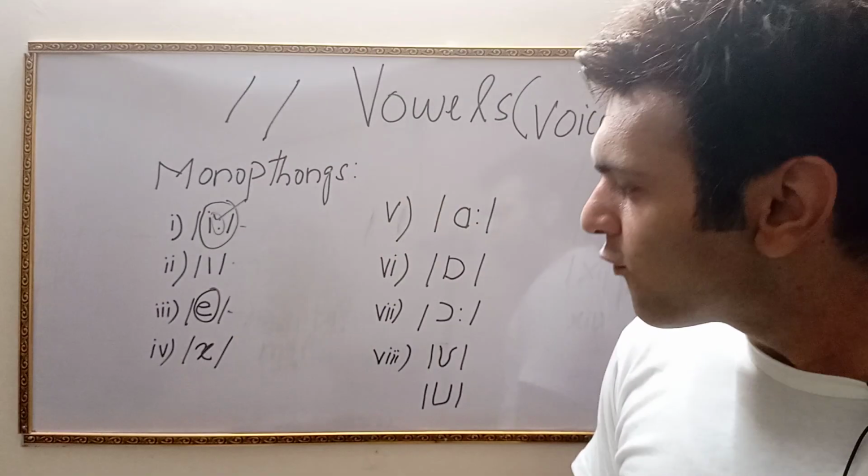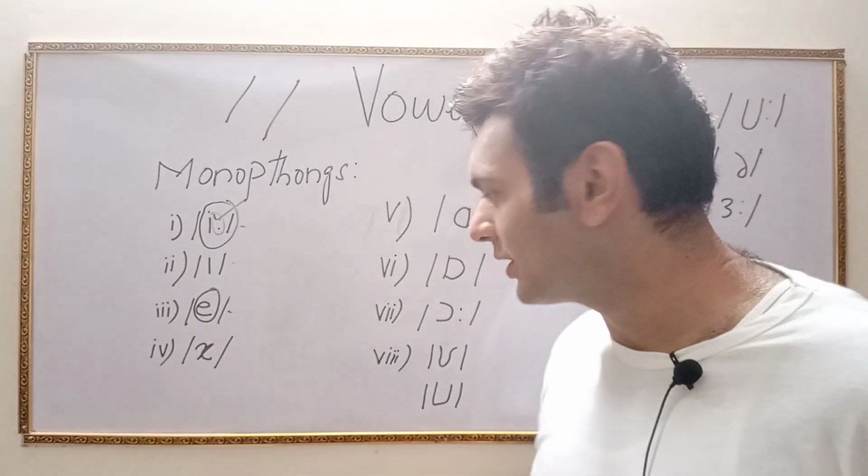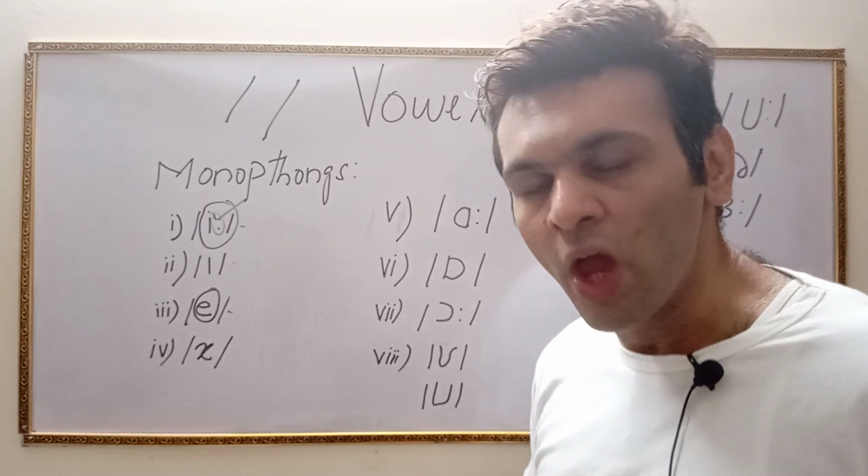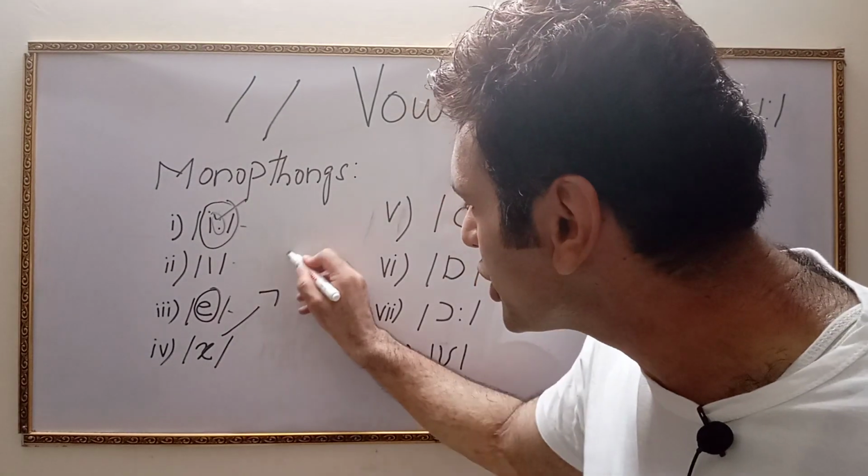Look at the fourth vowel, the fourth monophthong. This again is a short vowel, and we also call it a sheep sound.